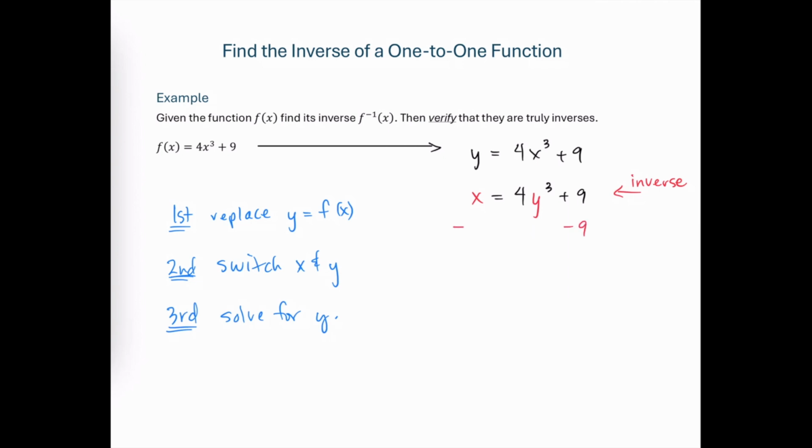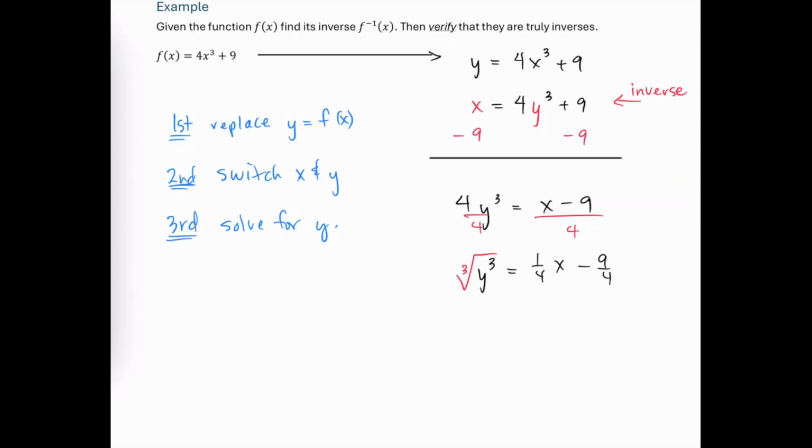So we'll subtract 9 from both sides, and we'll have 4y cubed is equal to x minus 9. Let's divide both sides by 4 to get y cubed is equal to 1/4 x minus 9/4. And then we'll take the cube root of both sides to completely solve for y. So on the left, we now have y, and on the right, we have the cube root of 1/4 x minus 9/4.